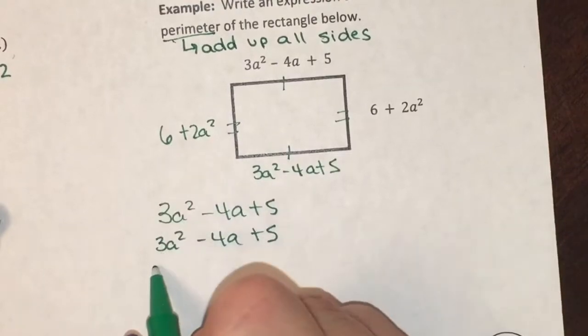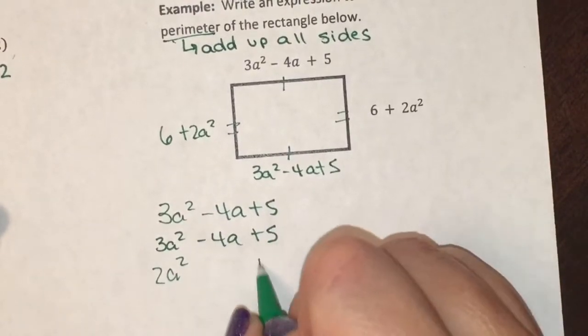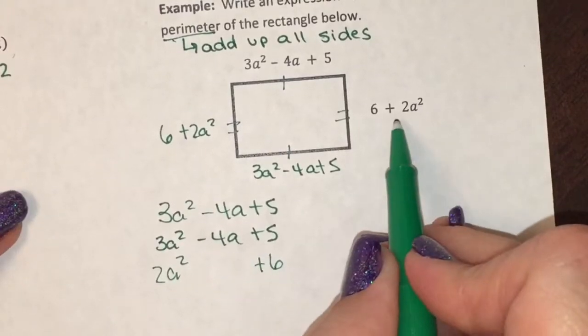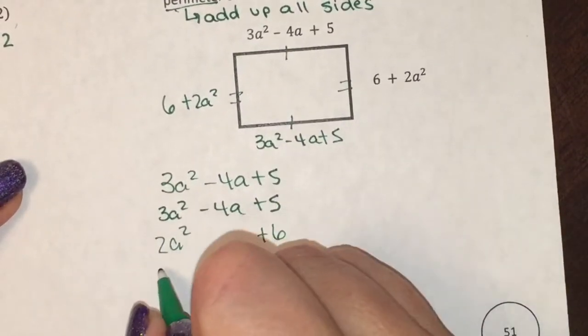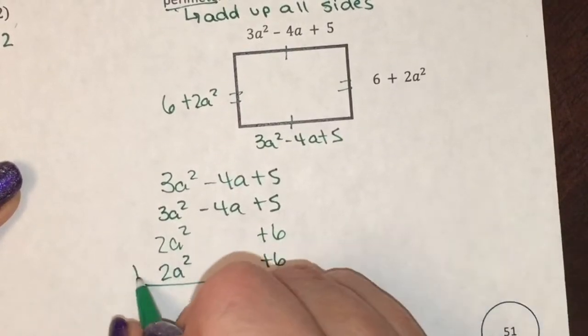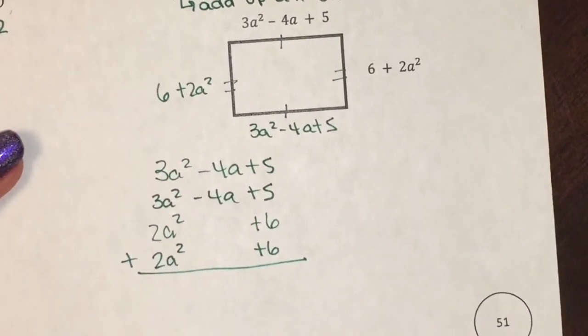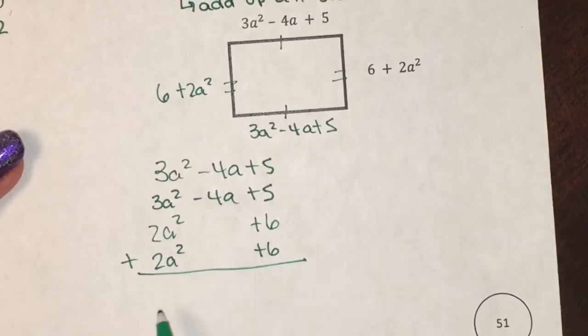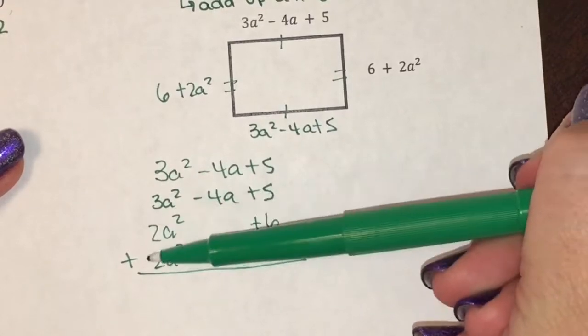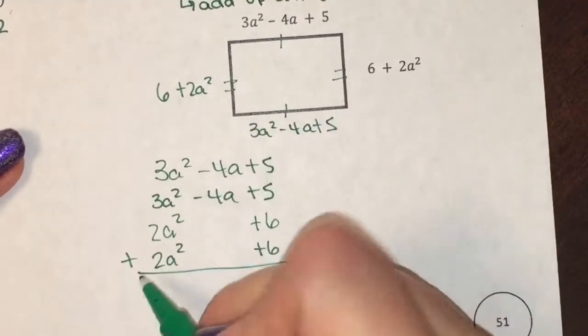So this is going to go 2a squared here plus 6, and I don't have an a, so I'm leaving that spot. Then I've got to do this side as well. All right, so again, I'm just going to write them where they belong. And I'm adding them all up together. Okay, so I've got 1, 2, 3, 4 sides. And then we combine like terms. So 3 plus 3 is 6, 7, 8, 9, 10. So this will be 10a squared.